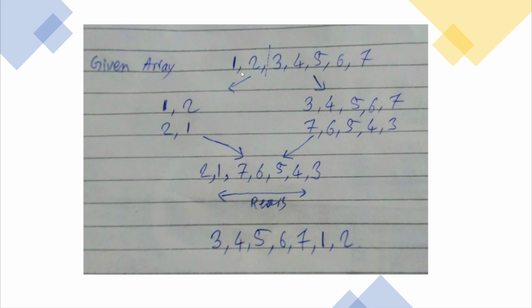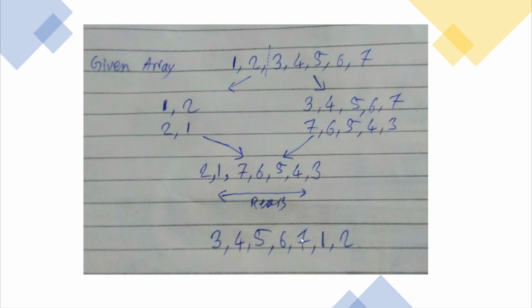Then we have to reverse every part one by one. So this part, that is 1 and 2, which is on the left side, will become 2 comma 1, and the other part, which is 3, 4, 5, 6 and 7, will also be reversed. For reverse we go from right to left, that is 7, 6, 5, 4, 3, as you can see here. After this we have to combine both the results, which will then give us 2, 1, 7, 6, 5, 4, 3.